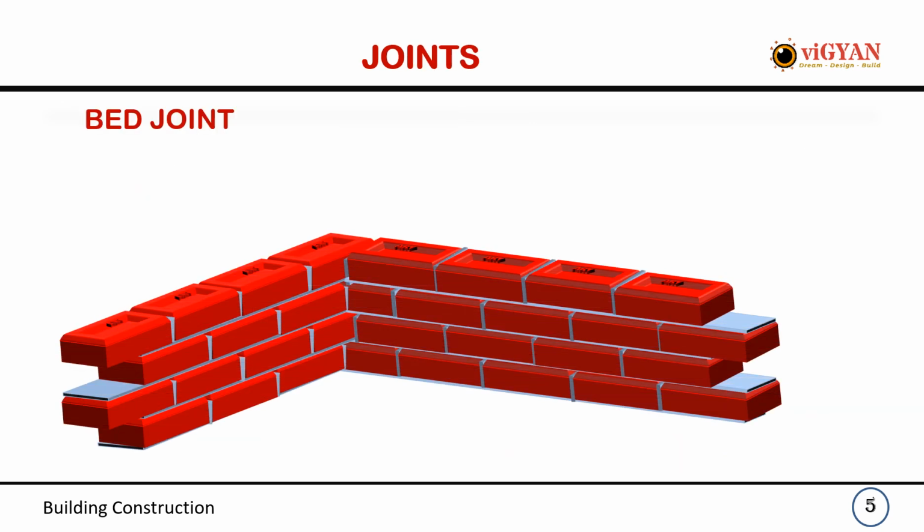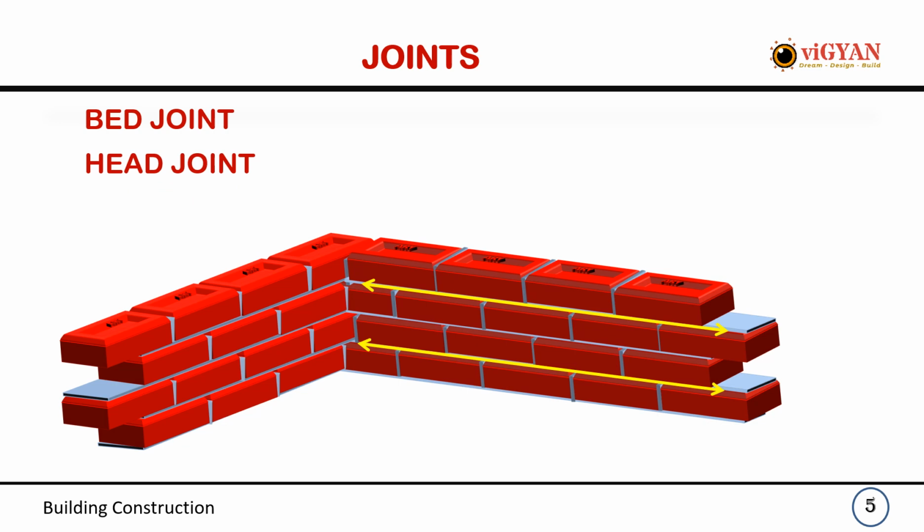Joints in brick masonry. There are two types of joints. Bed joint: when two courses are bonded together by means of a bed, the joint is referred to as bed joint. Here we can see that the two courses are bonded with the help of bed joints.